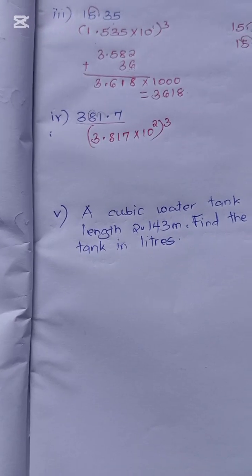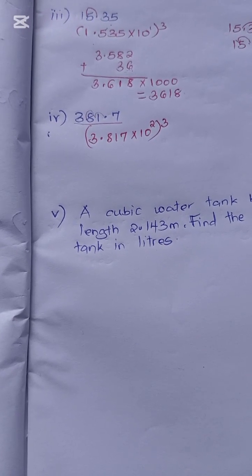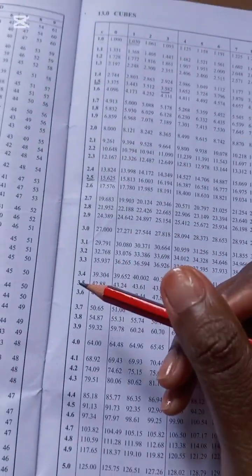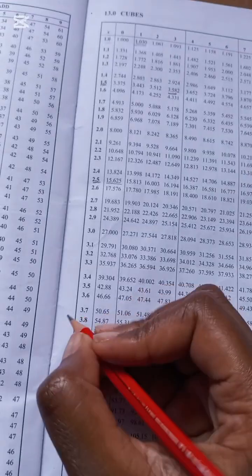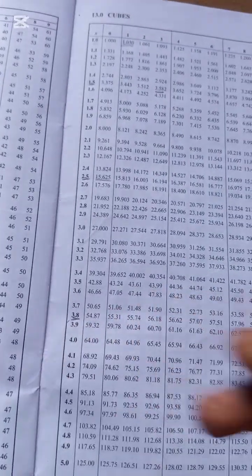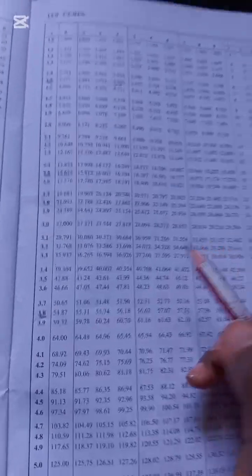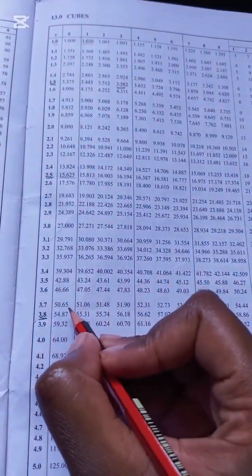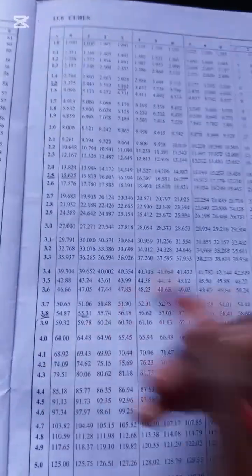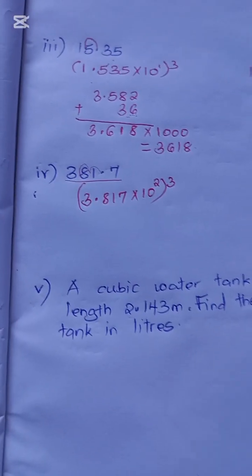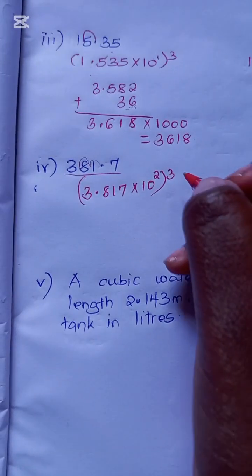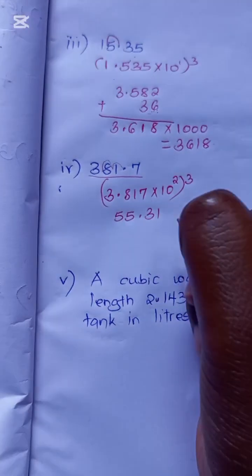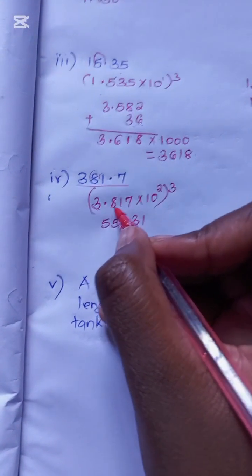So let us find the cube of 3.817. On the column X, we are going to 3.8. This is 3.8. And then we are going up to column 1. That is going to be 55.31. So you will write what you have gotten there, that is 55.31. So this is just giving us up to 3.81.